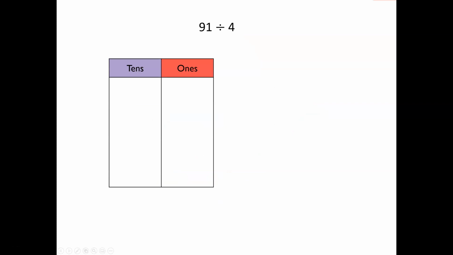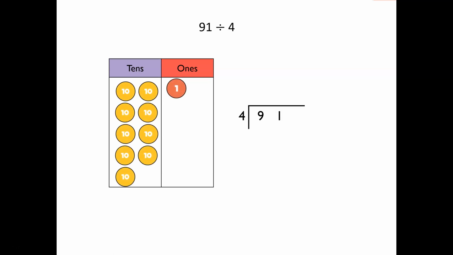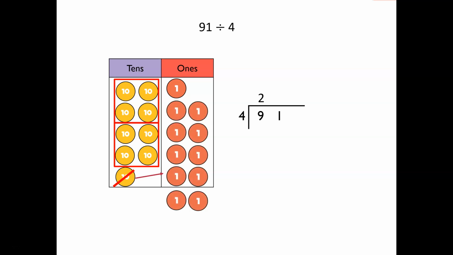91 divided by 4. As before, we write the formal method and show our counters on the place value grid, which we are using to help us better understand division. Beginning with the greatest place value, we investigate how many groups of 4 we can make from 9 tens. 1, 2. We write the 2 above the 9 tens in the formal method. We have a remaining 1 ten, which we must exchange. Let's do that.